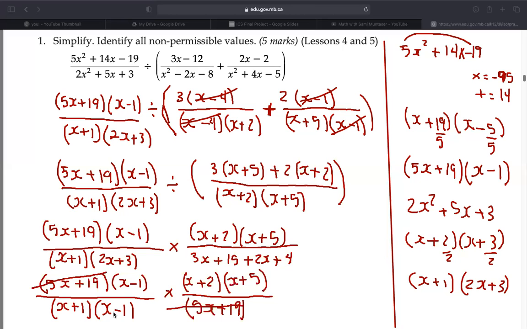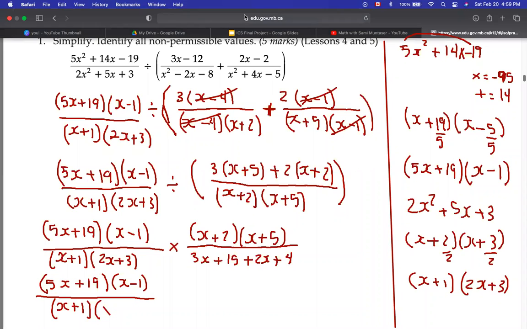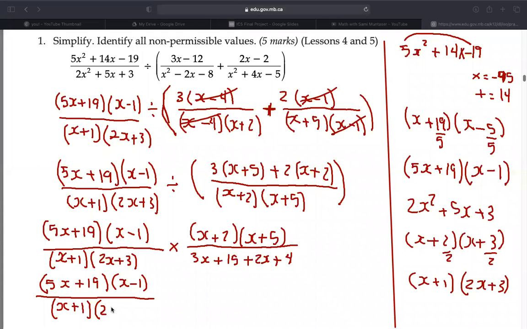why do I have x minus 1 on the bottom here? So this here is supposed to be 2x plus 3. Sorry, I just made a mistake here. This is supposed to be 2x plus 3. And we have x plus 2 right here times x plus 2, x plus 5 all over. This simplifies to 5x minus 19 when you collect like terms. So now you could see this here, and this will disappear.